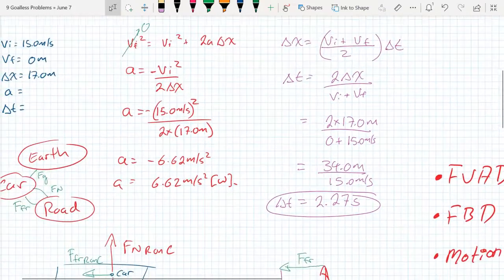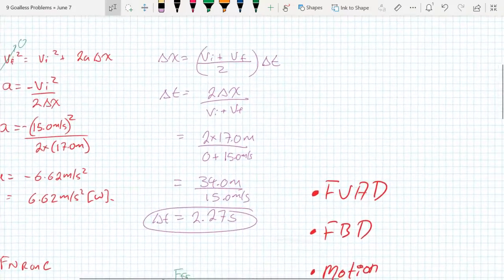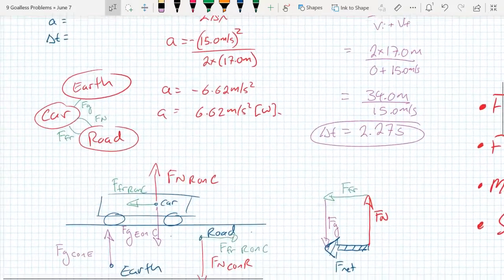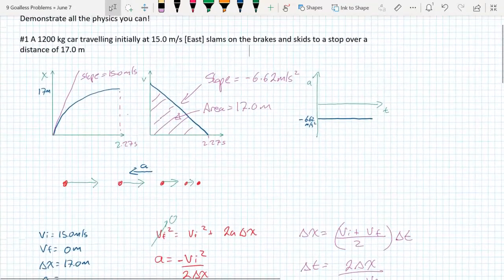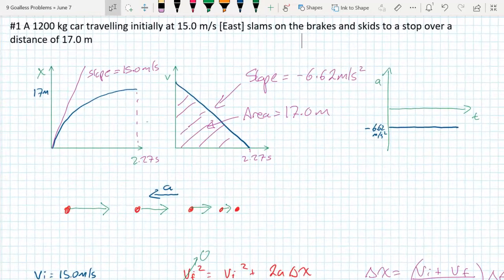Okay. What else could I do? I could have found the average velocity. I didn't do that, by the way. So I put this information onto these graphs as well for an extra addition to my goalless solution, right?